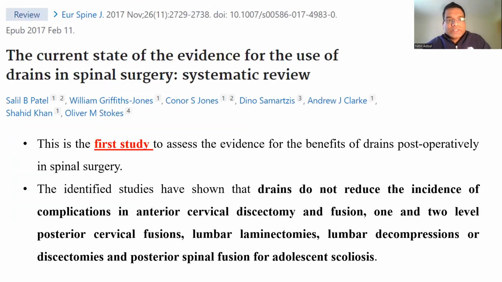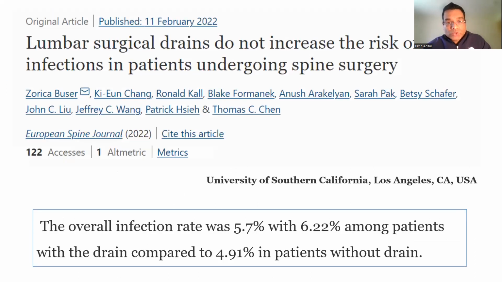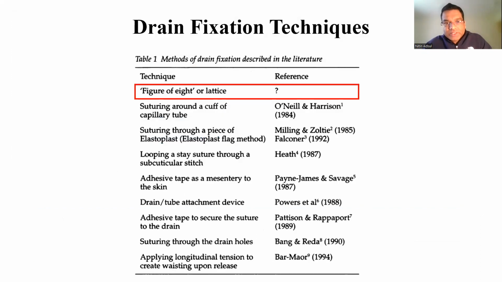This is the first study, in 2017, showing that drains do not reduce the incidence of complications in anterior cervical discectomy or fusion, one or two level posterior cervical fusions, lumbar laminectomies, lumbar decompressions or discectomies, and posterior spinal fusion for adolescent scoliosis. The study showed the overall infection rate in spine surgery was 5.7%, which is quite high, with 6.2% among patients with a drain compared to 4.9% in patients without a drain. So definitely in patients without a drain, the infection rate is less.